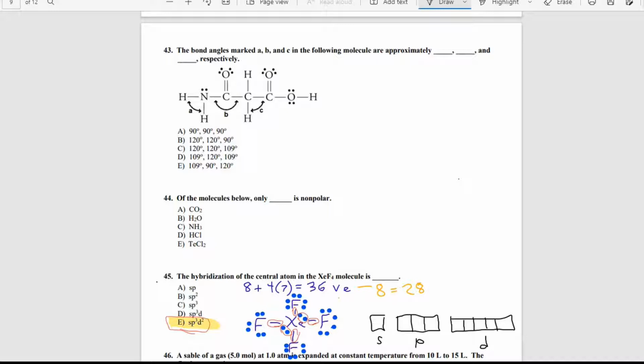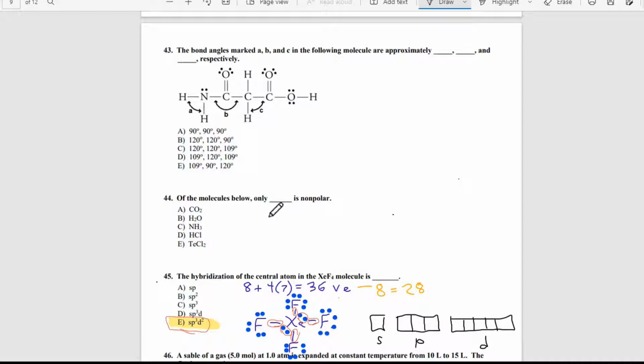Yeah, shall we do polarity? Yes, please. All right, so it says, of the molecules below, only blank is nonpolar. So let's look at these molecules.